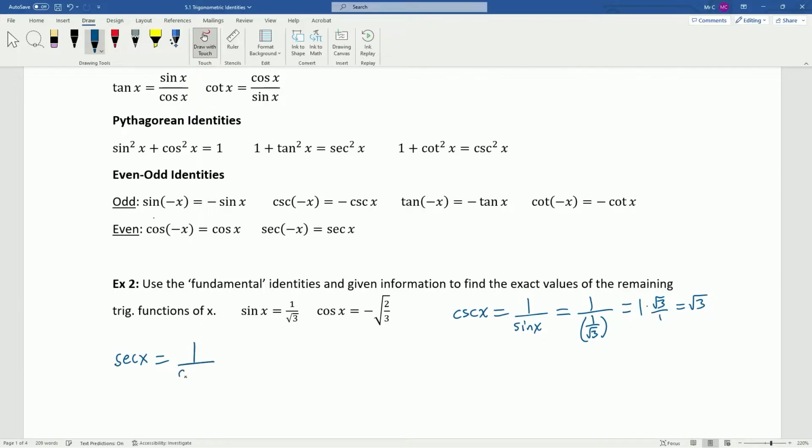Secant of x is 1 over cosine of x. So that's 1 over negative root 2 over root 3. I've just split this up instead of writing it all as one radical. I've written it as radical 2 divided by radical 3. So division by a fraction, again, is multiplication by the reciprocal. But typically, you will be expected to rationalize this, so you'll need to multiply by root 2 over 2. That gives us negative root 6 over 2.